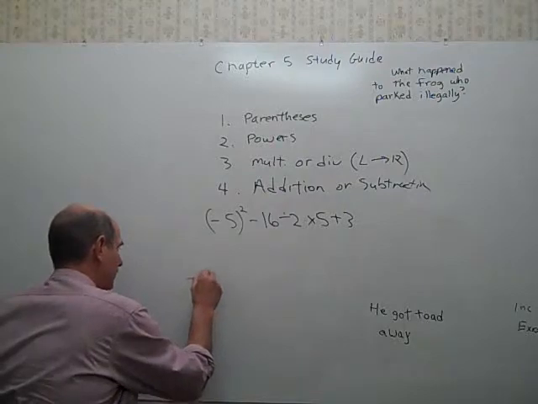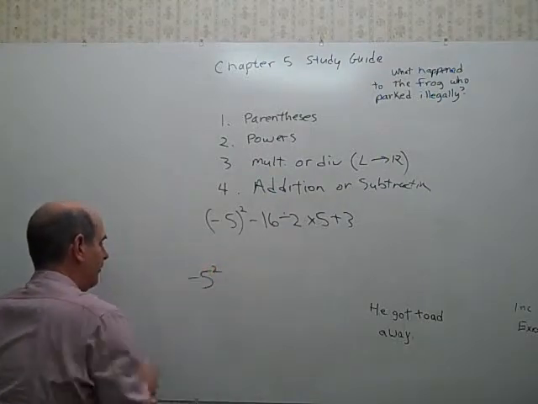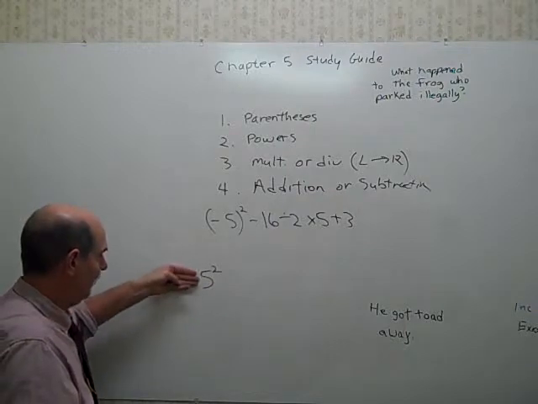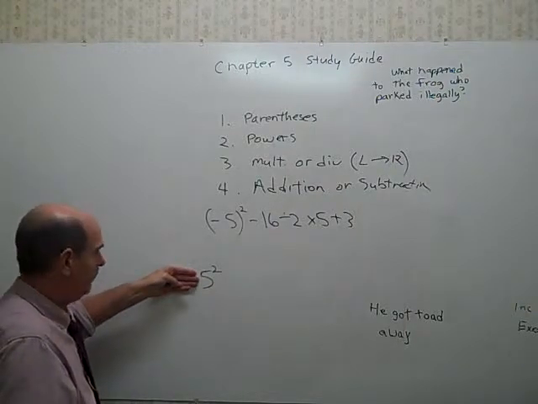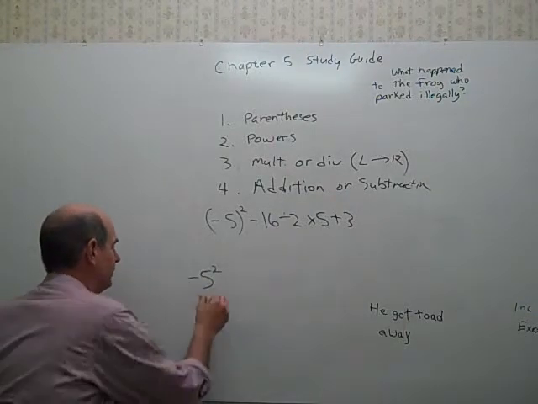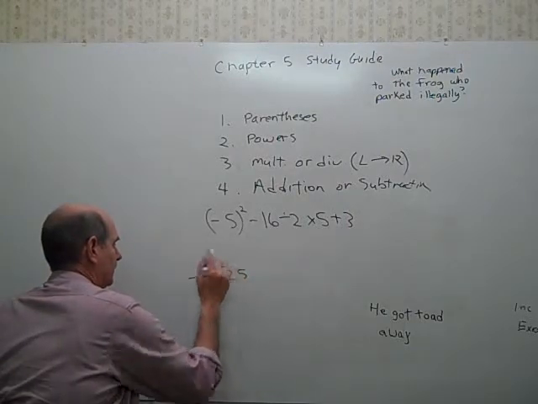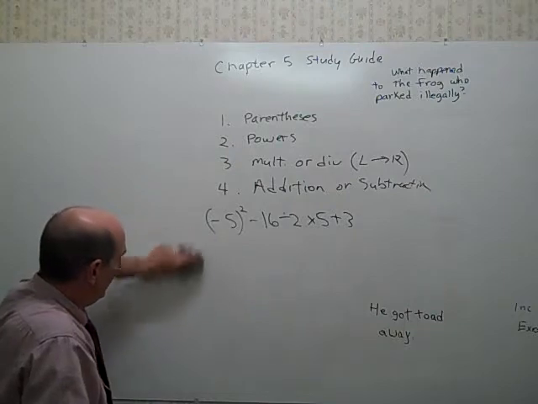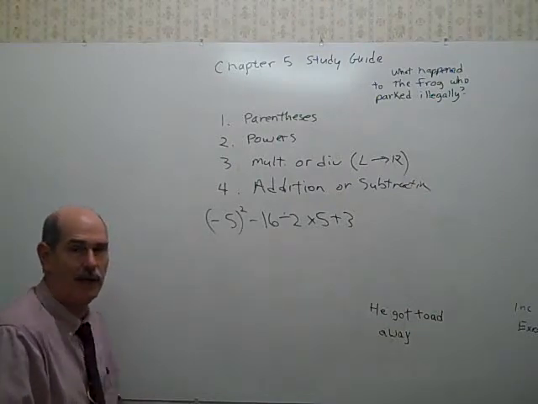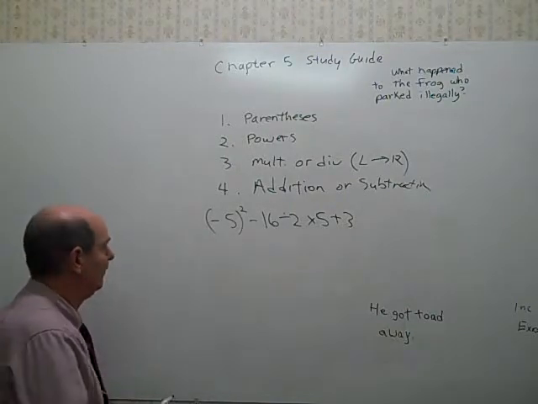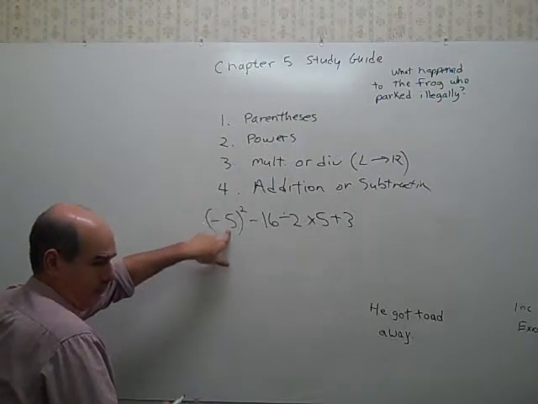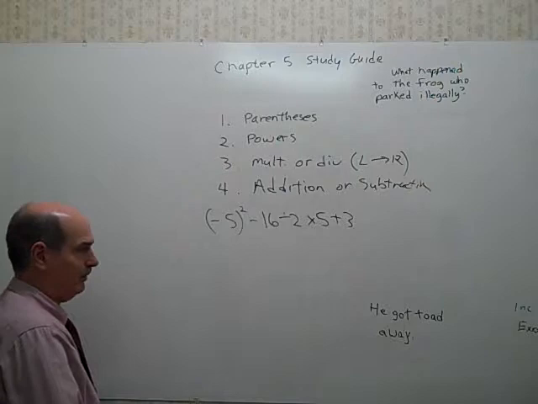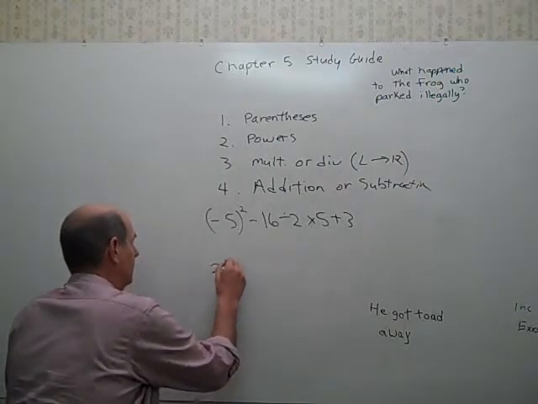That's different than this. This is the opposite of 5 to the second power. 5 to the second power is 25. This would be equal to negative 25. But that's not what this is. That's negative 5 times negative 5. So follow your rules. What happens when you multiply 2 negatives together? What's the value of negative 5 in the second power? I hope you're thinking positive 25, because that's what it is.